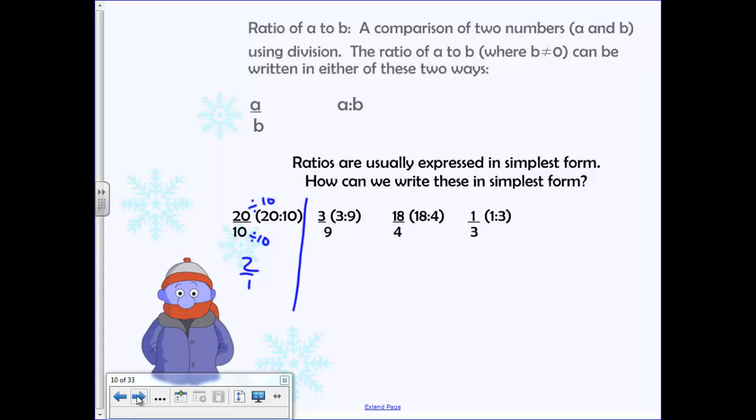If I have 3 ninths, how do we simplify 3 ninths? 1 over 3. How'd you get 1 over 3, Haley? I divide the top by 3. I divide the bottom by 3. 3 divided by 3 is 1. 9 divided by 3 is 3. 18/4. What goes into both of those numbers? 2. Good, Bree. Divide the top by 2. Divide the bottom by 2. 18 divided by 2 is 9. 4 divided by 2 is 2. How about that last one? 1/3, it's already simplified.